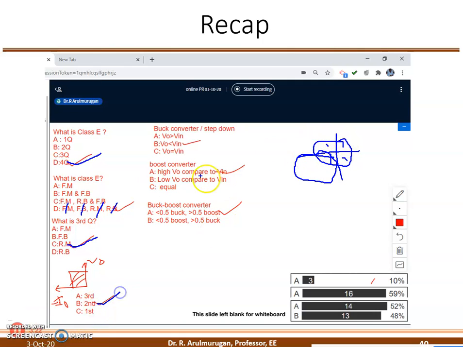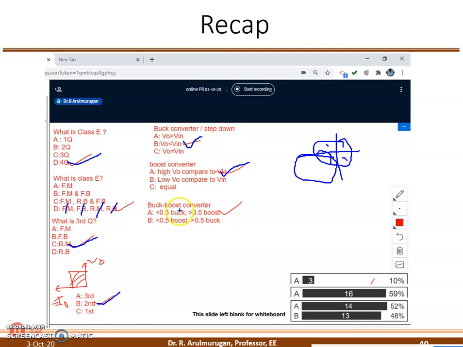Yes. So what is a buck converter? Buck converter means output is low compared with the input voltage. Who is higher? Input voltage is higher. Boost converter means output is high compared to the input voltage. Buck boost converter means what? A combination of buck plus boost. That is called a buck boost converter.